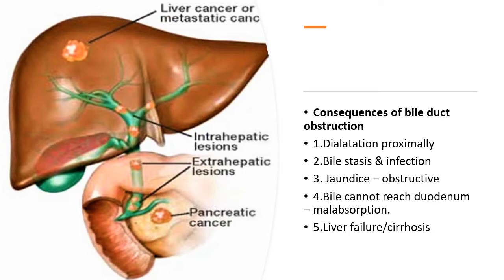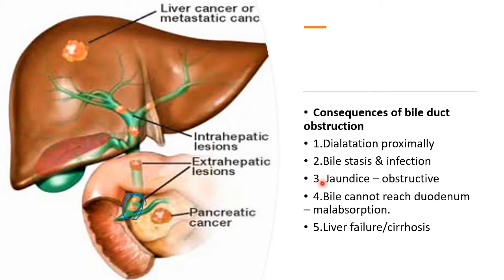Now let's see what happens when there's an obstruction at the lower end of the bile duct. The most common cause being a stone. When there is obstruction there, the proximal ducts get dilated. Then there's stasis of bile leading to infection.